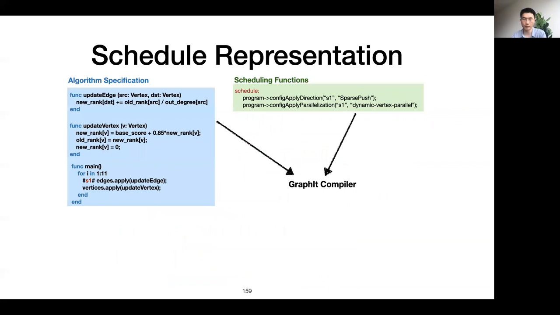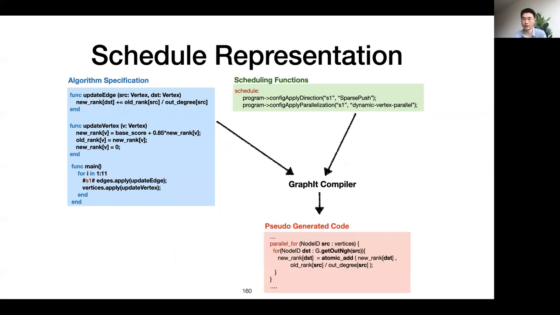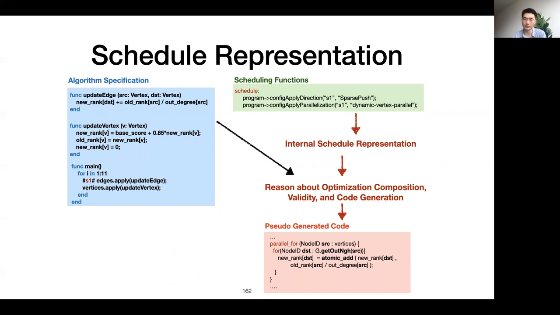I'll just briefly talk about the scheduling representation. So the compiler takes the algorithm and scheduling functions and generates optimized C++ code. In order to do that, the compiler first has to convert the scheduling functions into an internal schedule representation, and then use it to reason about the composition of optimizations, the validity, and code generation.